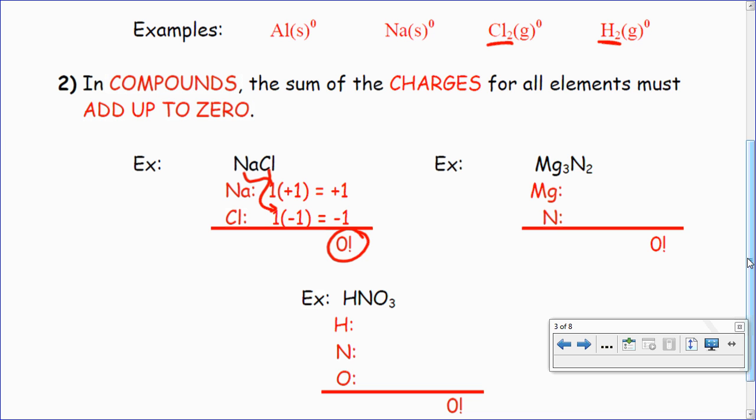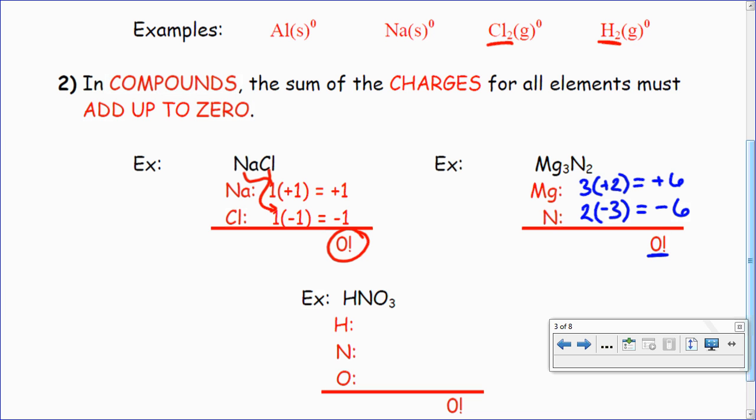Mg3N2. Well, for Mg, I've got 3 of them, and I have to multiply by its oxidation state, which is +2 off the periodic table. So 3 times +2 is +6. And nitrogen, well, I've got 2 of those, and nitrogen has a few options. So I have to pick the option that gets me to a -6 because I have to have 0 here. So 2 times something is -6. Actually, the first option for nitrogen is -3, so I'm going to stick with that one.